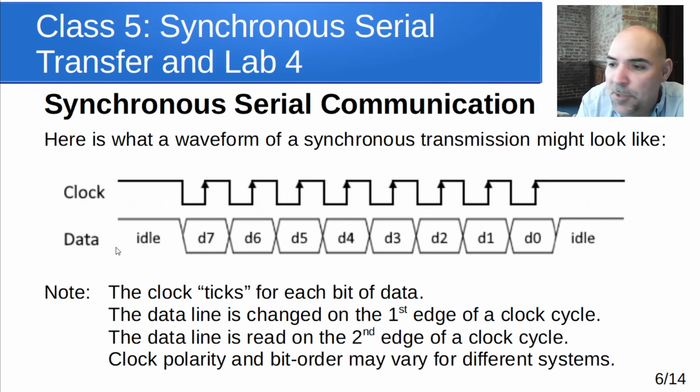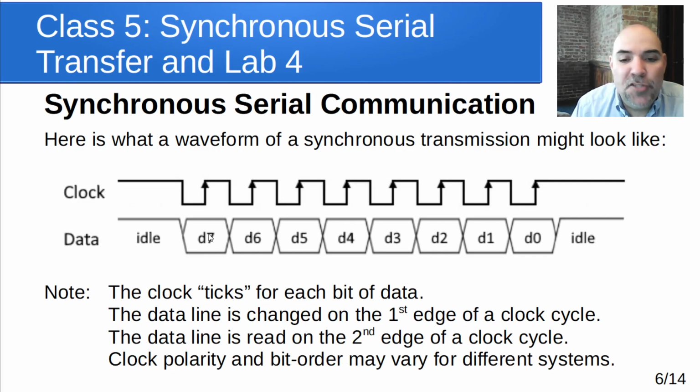Notice on the data channel here, there is no start bit period. There is no stop bit period. Notice it's just all data. So for each complete tick of the clock, or clock cycle, we have 1 bit worth of data. In other words, the clock ticks for each bit of data. It ticks and tocks, goes low, goes high.